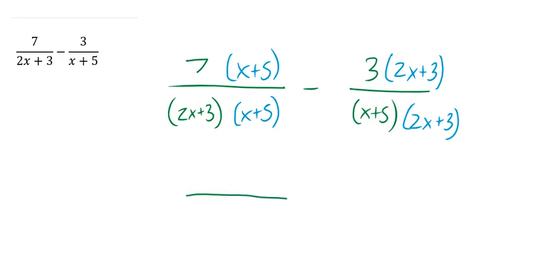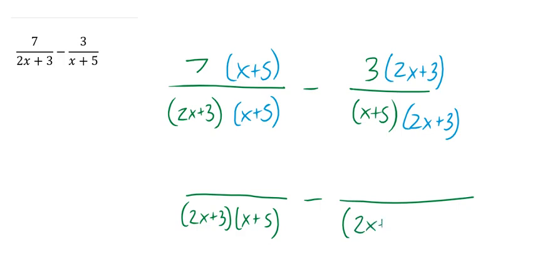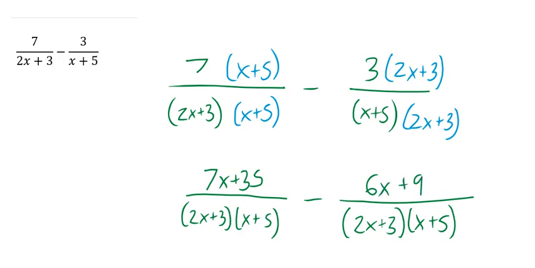I have 2x plus 3, x plus 5, 2x plus 3, x plus 5. In my first numerator, I have 7 times x plus 5, 7x plus 35. In my second numerator, I have 3 times 2x plus 3, 6x plus 9.